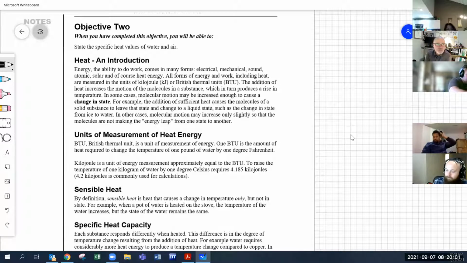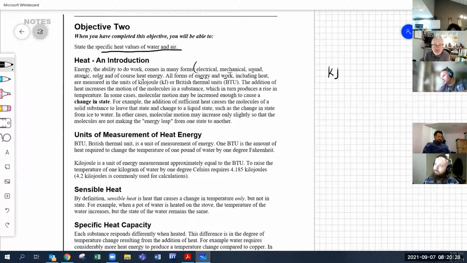Now, we're going to talk about specific heat values of water and air. Energy is the ability to do work, and it comes in many forms. We talked about electrical, mechanical, even sound, atomic or nuclear, solar, and heat energy. All forms of energy and work, including heat, are measured in kilojoules, kJ, or BTUs.